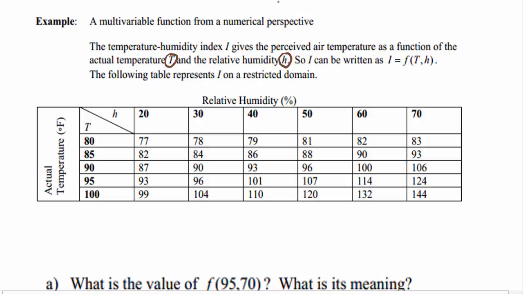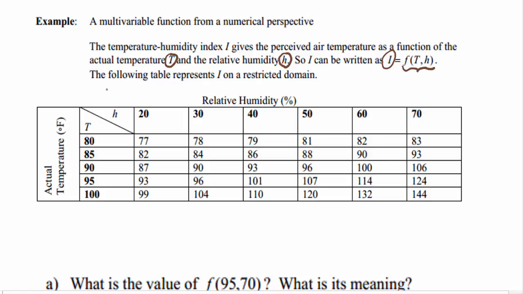And as you all know, if T, the actual temperature, is fairly high and H increases, it actually feels hotter than it really is, right? You guys have experienced that. High humidity and high heat are a bad mixture. So I can be written as F of T comma H. I is the perceived air temperature given a particular actual air temperature and a humidity. It's a function of two variables, isn't it? And when we say a function of two variables, we mean a function of two input variables.